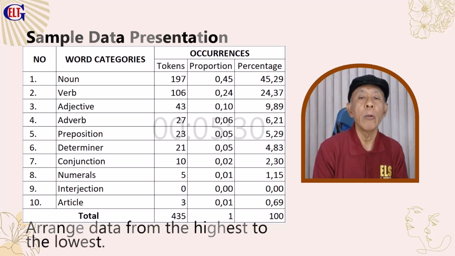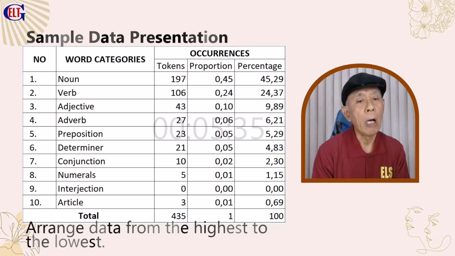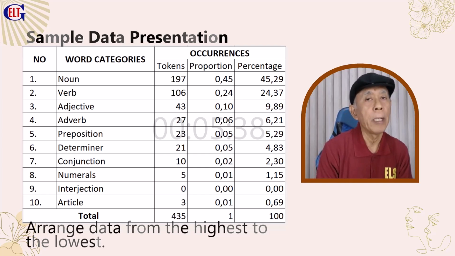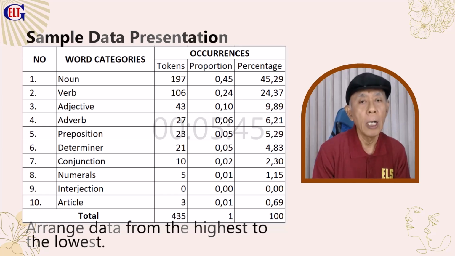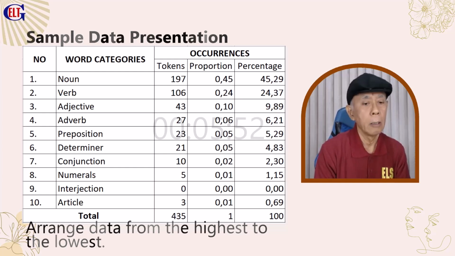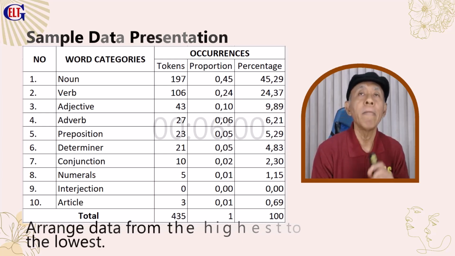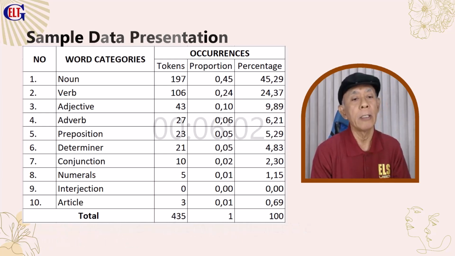We also arrange the word classes according to the number of occurrences. We put the noun category in the highest position because it also has the highest occurrences, 197. And we put article in the lowest row because it has the lowest number of tokens. We only have 3 articles. The reason for that is that a word class with the higher number of occurrences provide more information about the text and deserve more attention from us.